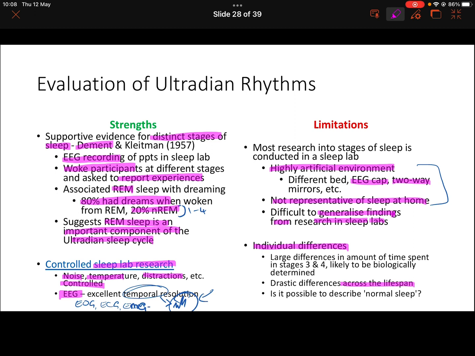But there are also other individual differences in terms of the amount of time people spend, particularly in stages 3 and 4 sleep. And this is likely to be biologically determined. So although we're trying to describe ultradian rhythms and although we're trying to describe normal sleep, it may just not be possible to do in any meaningful way because there is such significant variation between people.